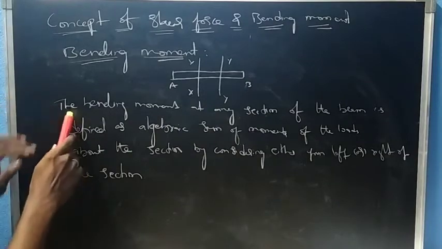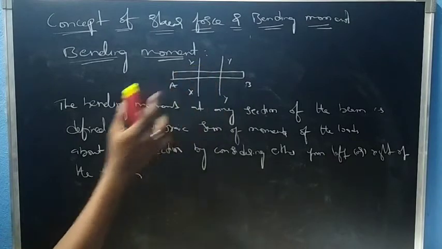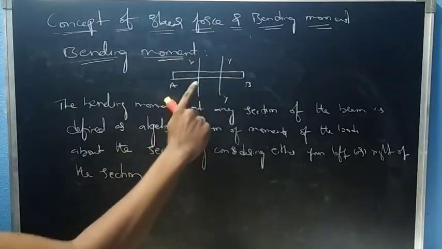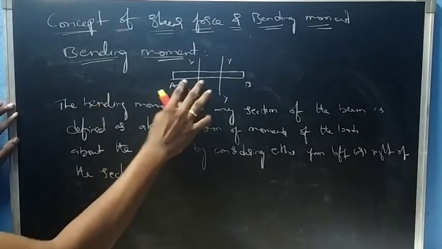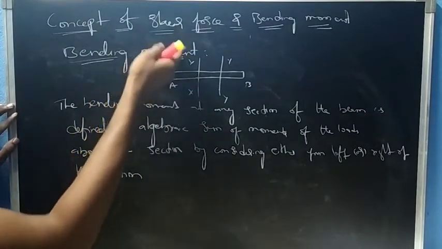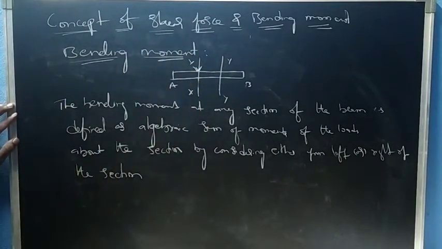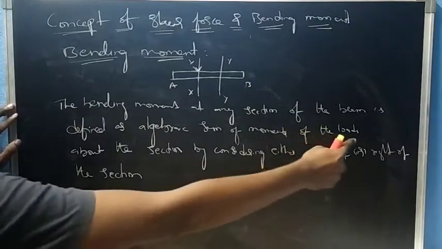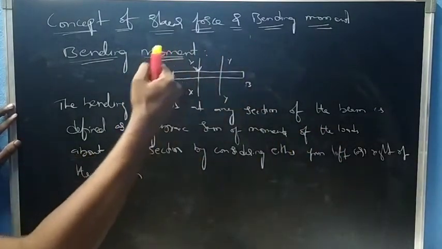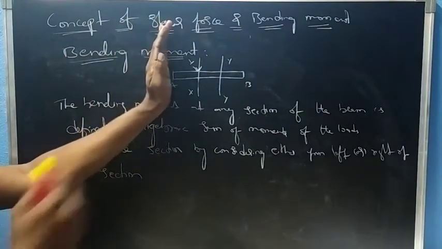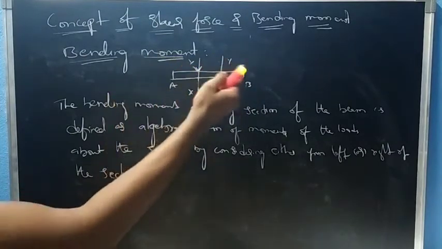So I will repeat it. The bending moment at any section of a beam is defined as the algebraic sum of moments of the load. So bending moment is nothing but the perpendicular load multiplied by the perpendicular distance, right? The load about the section, by considering either from left or from right. Okay, if you take moment from A, it will come from the right direction. If you consider B, it will come from the left direction.